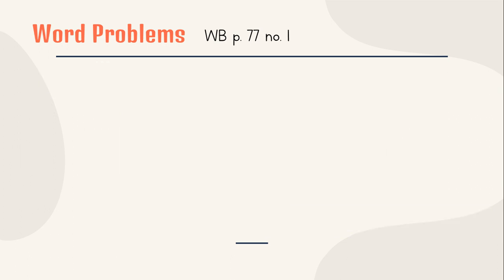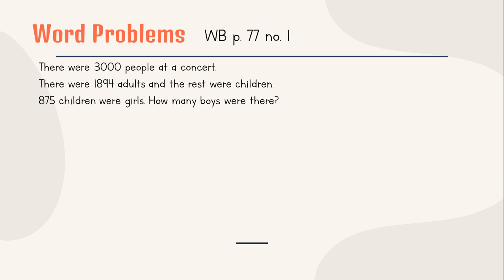Now go to page 77, number 1. This is a little bit different from what we have before. It means that you have to pay more attention in this question, okay? There were 3,000 people at a concert. There were 1,894 adults and the rest were children. 875 children were girls. How many boys were there? So there is lots of information that we gain from this story. But don't worry, just do it one by one.